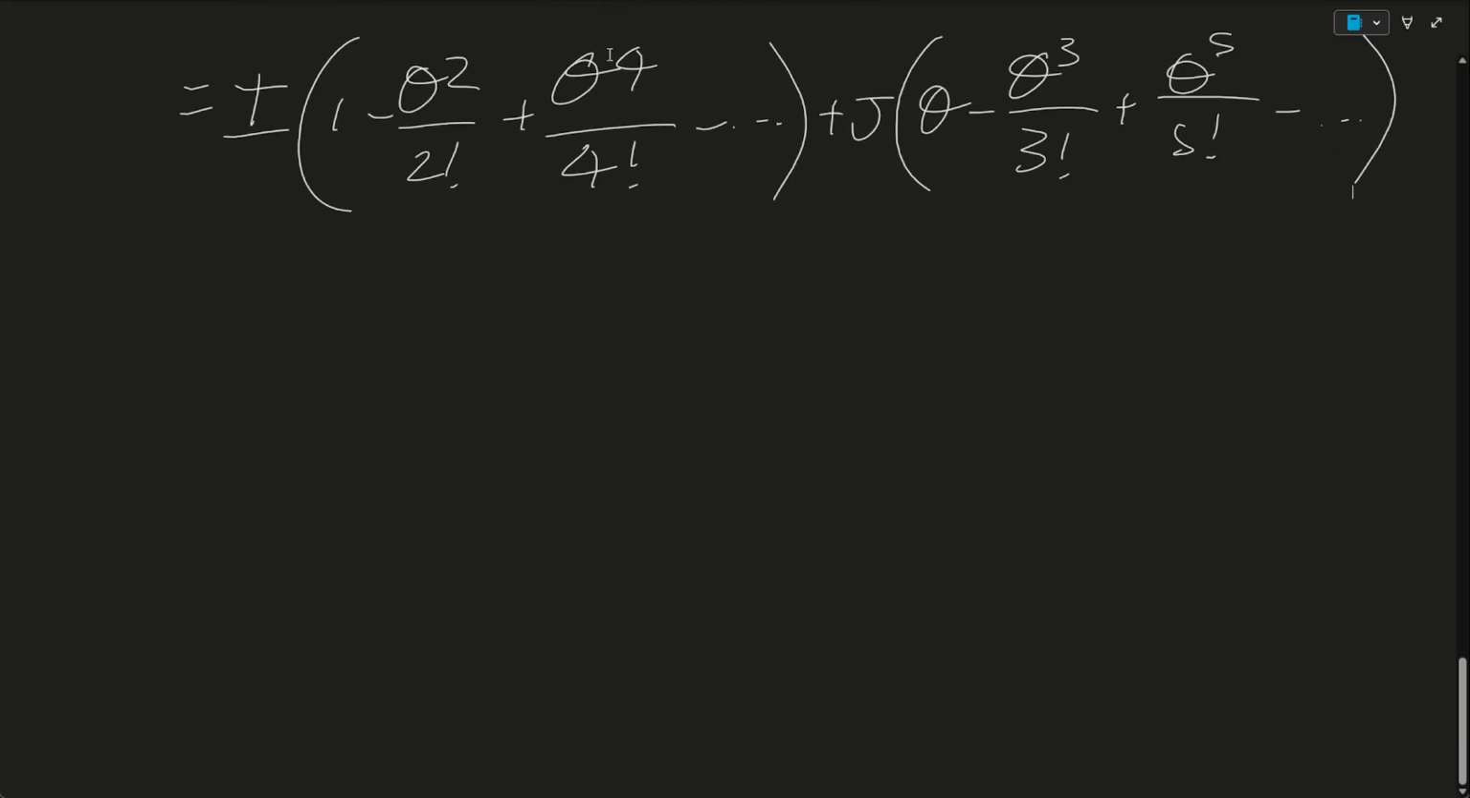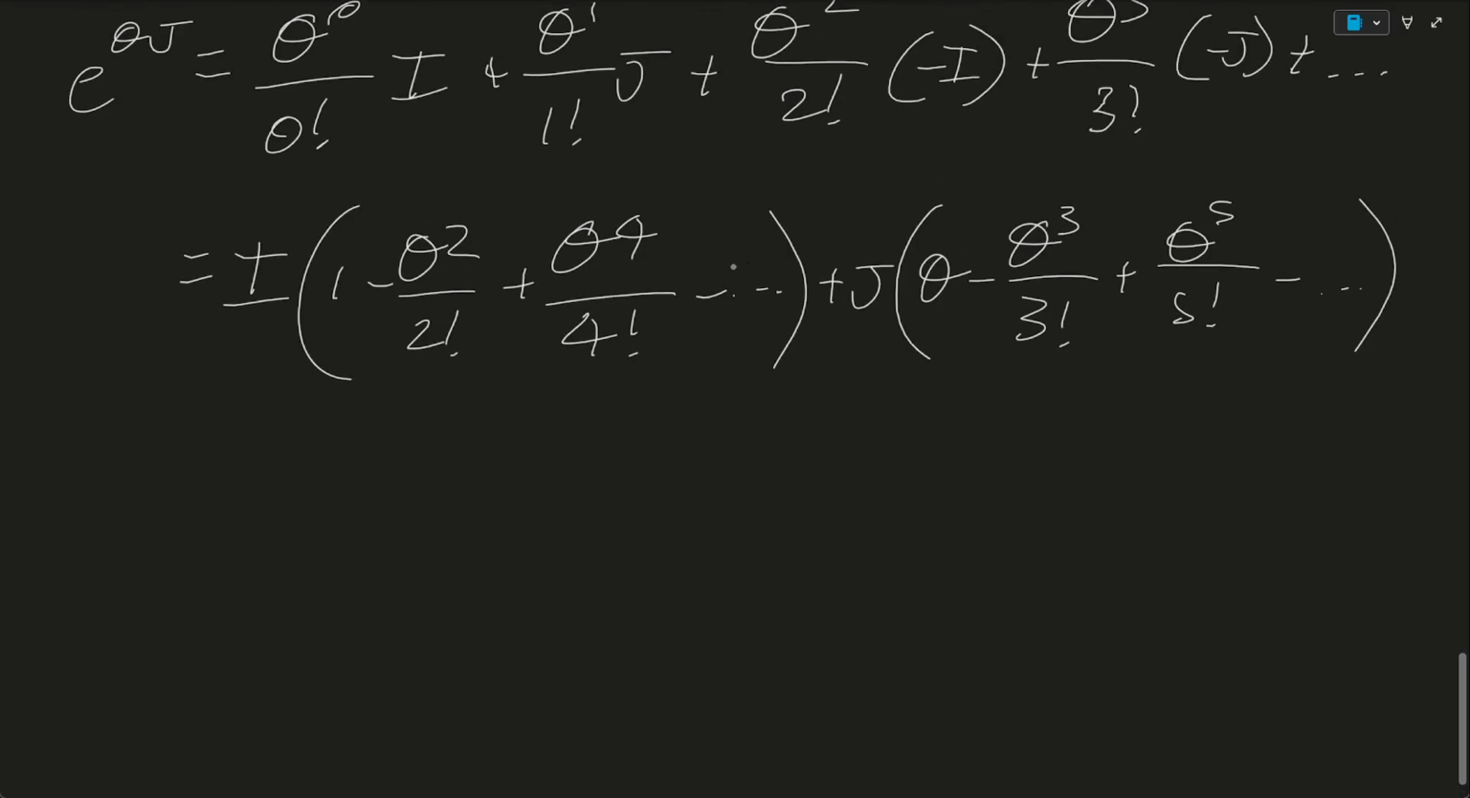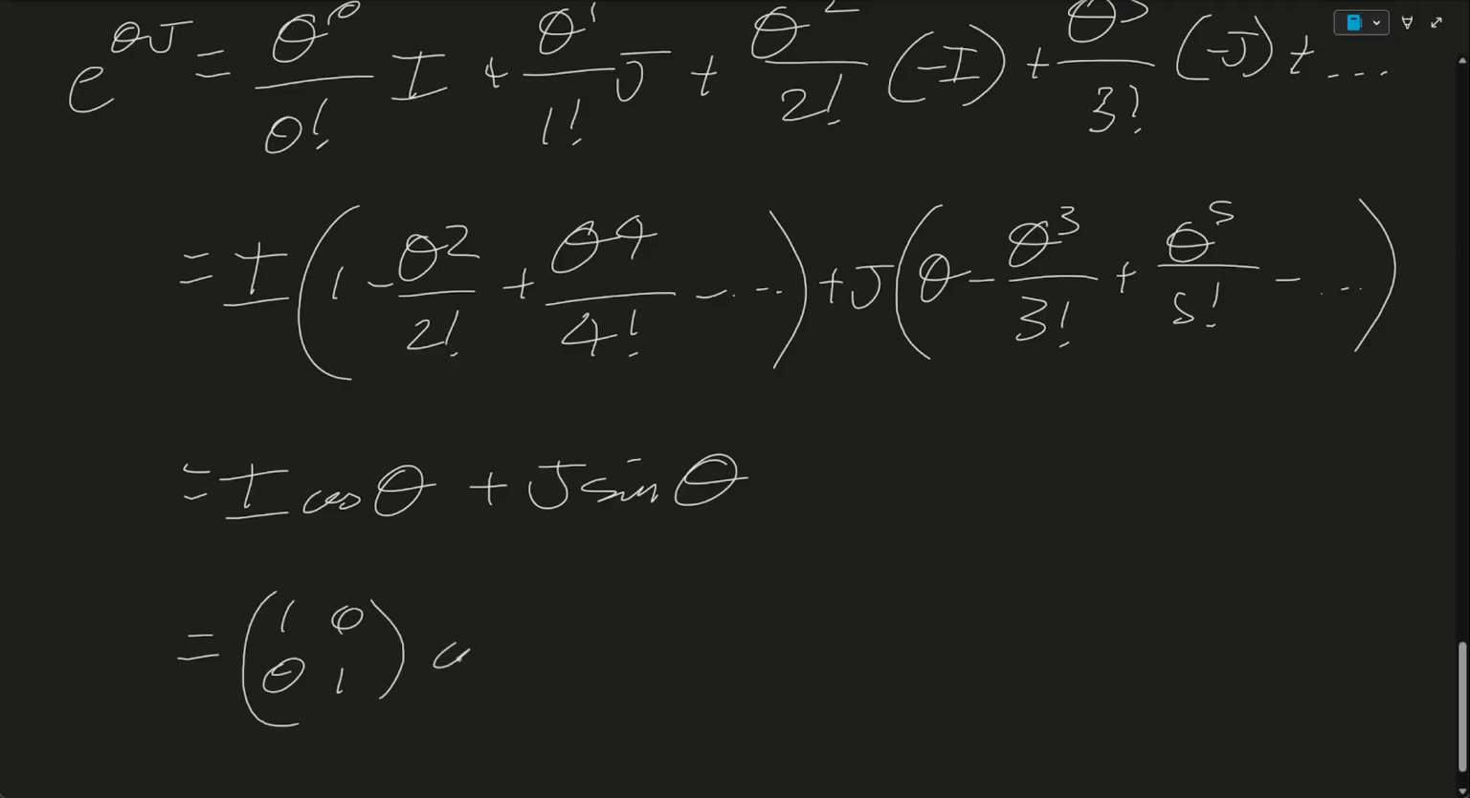And we can expand this out. This is cos and this is sine. I hope that's fairly obvious through that Taylor series. So this is I cos theta plus j sine theta, and we can expand this out through the matrices. So this is going to be 1, 0, 0, 1 cos theta. It should actually be the other way around.